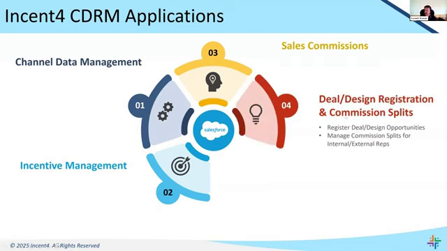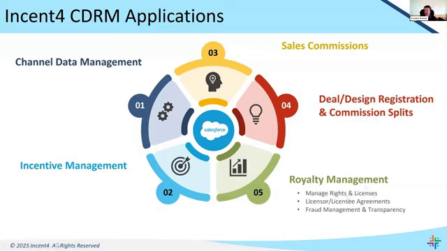And then the fourth is deal and design registration. It basically takes care of your channel conflicts, and allows your channel partners to register design opportunities or deals. And once you win the deal or the design win, you can convert that into a commission split plan and then pay commissions. And then the fifth application suite that's available is royalty management, which, if you have a revenue stream or expense stream based on your IP rights, can be used by licensors and licensees to manage the royalties.